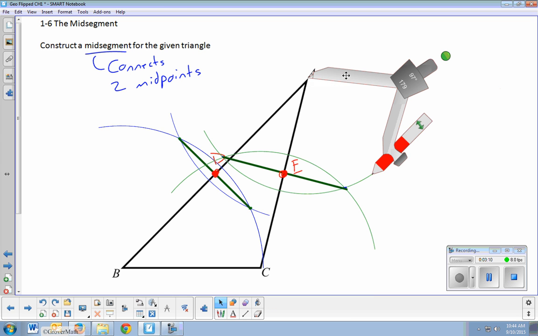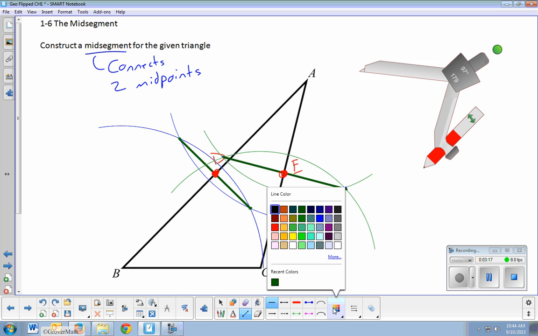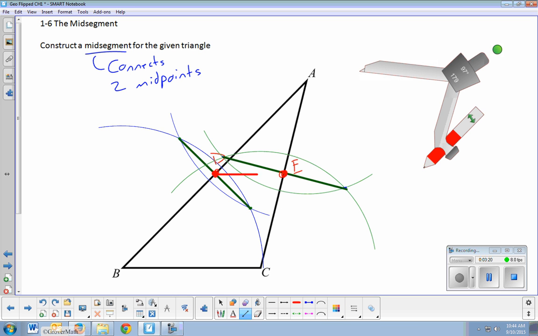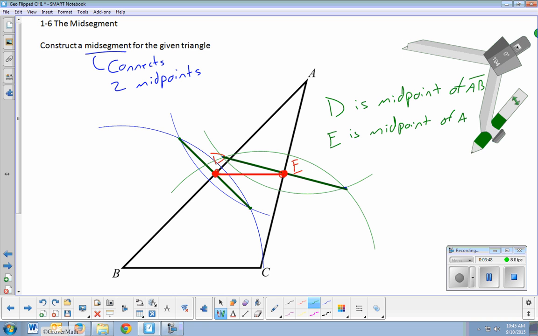All right, so we've got point D and point E. Now, I haven't drawn a mid-segment yet. The mid-segment, which I'm going to draw as a red line, connects the two midpoints right there. That's the mid-segment. Let me write down a couple of notes here. Let's say that D is the midpoint of AB, and E is the midpoint of AC. And so what that means is DE is a mid-segment.